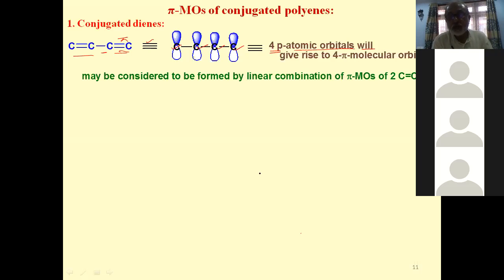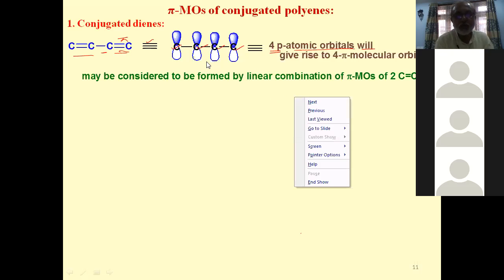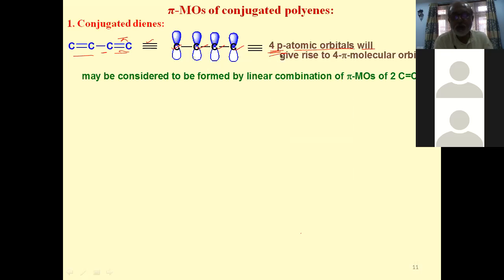It combines to give us 2 molecular orbitals. So here we have got 4 atomic p orbitals. So it will give rise to 4 pi molecular orbitals. So let us see how it happens. This may be considered to be formed by linear combination of pi molecular orbitals of 2 C double bond C.